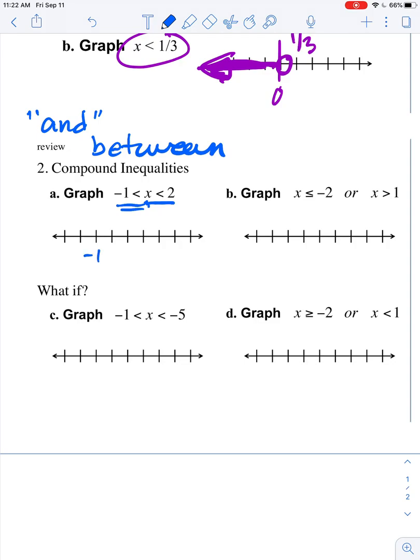So from -1, 0, 1, 2, it's going to fall in between. So it's not equal to either of those because neither of these is inclusive. So I have open circles at both spots. Less than 2 but greater than -1 would mean my overlap of those two regions is right here. So again, you're looking for an overlap. It has to be both things, not just one or the other.